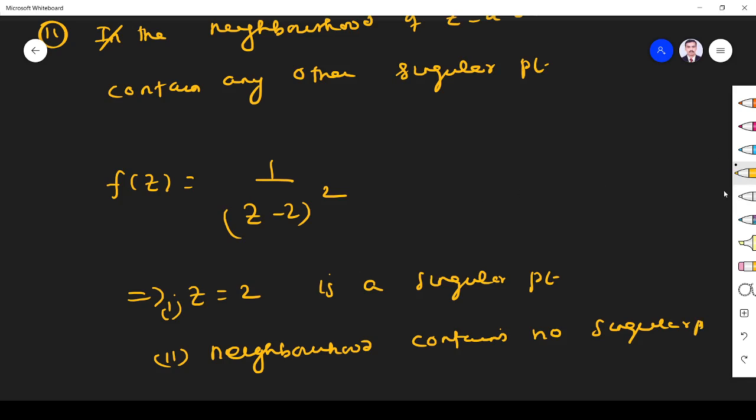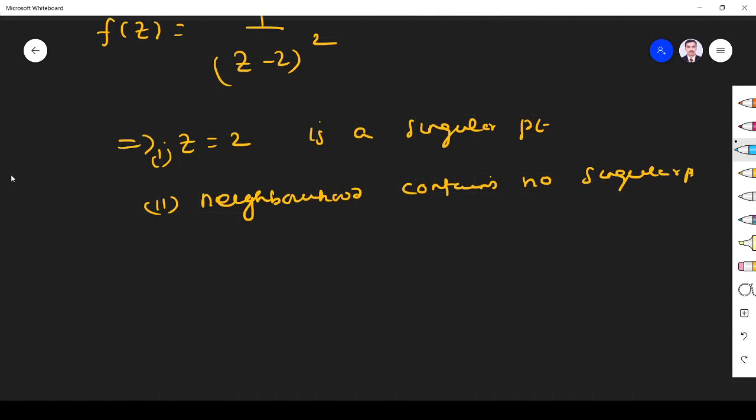So z is equal to 2 is an isolated singularity. That is very important, right? So z is equal to 2 is an isolated singularity, right? So this is the example. Like that we can find.